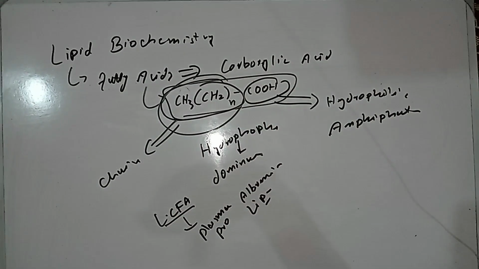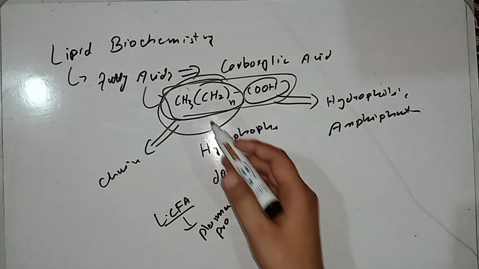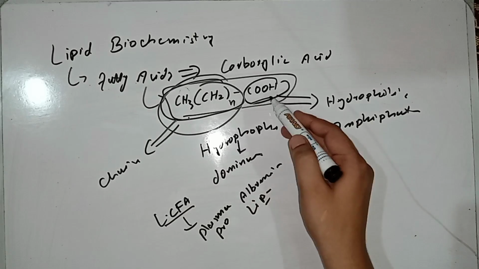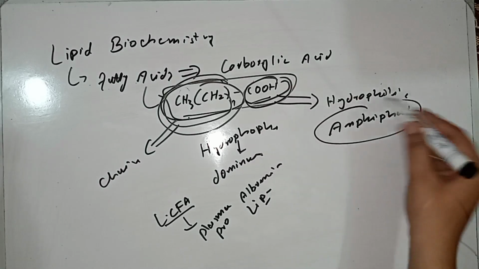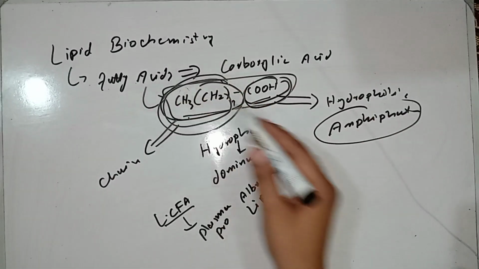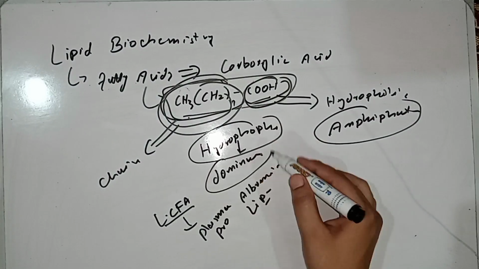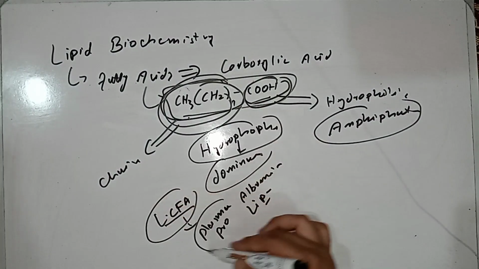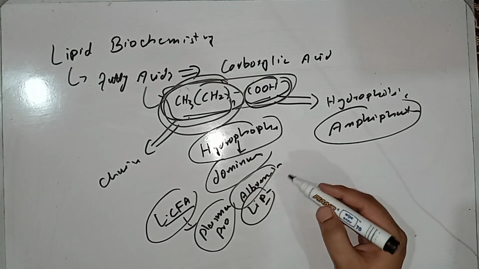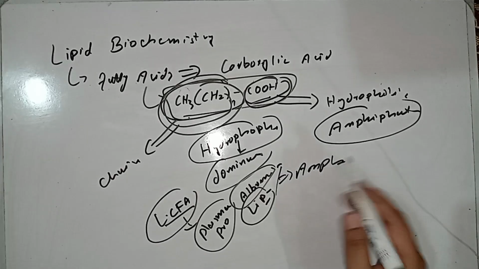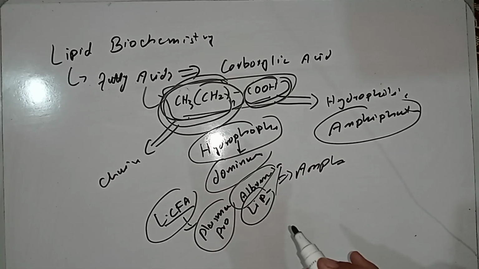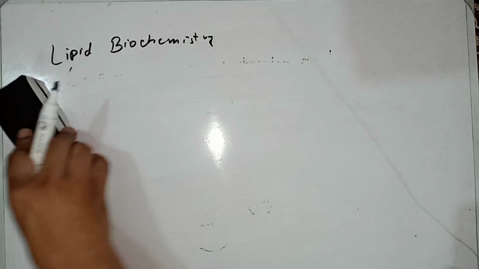So fatty acids are carboxylic acids. We define them as long chain carboxylic acids. General formula is CH3 (CH2)n COOH. This portion is hydrophobic, this portion is hydrophilic. That's why they are amphipathic compounds, and when their chain length increases, their hydrophobic nature becomes dominant. So long chain fatty acids require plasma proteins, for example albumin, or lipoproteins, which are amphipathic compounds, to dissolve them in blood and to be transported in blood. So this is the primary structure of fatty acid, and fatty acid can be saturated as well as unsaturated.